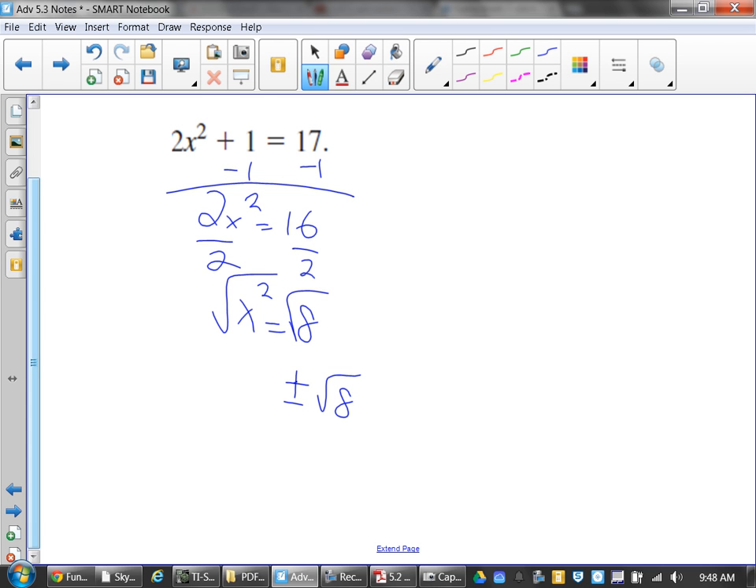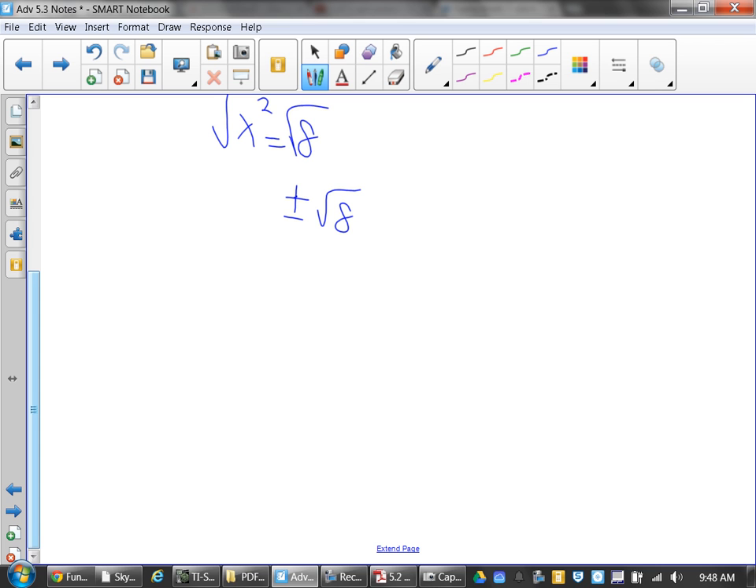Now, the square root of 8 should have been one that you remembered from last year because it was very common in geometry. 2 root 2. You guys okay with that? Remember, it's 4 times 2, so you get 2 root 2. So your answer here for x would equal plus or minus 2 root 2. Wait, why is it plus or minus?